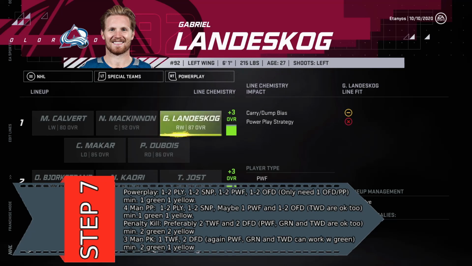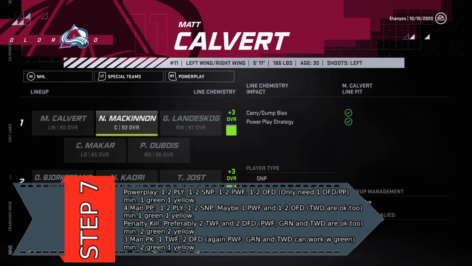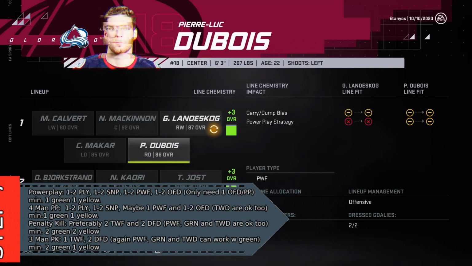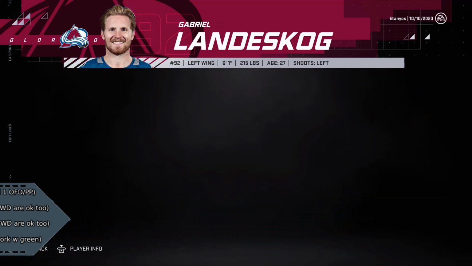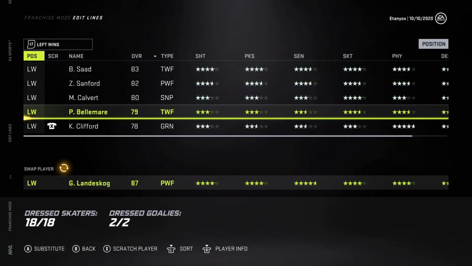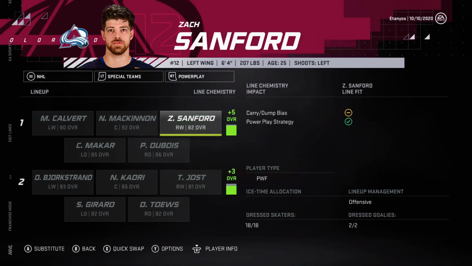So, as you can see, Gabriel Landeskog, not a great fit. Same with Pierre-Luc Dubois, not a great fit. The other three guys, all green check marks. Perfect. That's what we want to see. If I had these guys on better chemistry, who knows? Maybe it would look a lot better. Maybe we would have way better chemistry. Maybe a guy like Sanford fits better. Does he? Yes, he does. +5 chemistry. Boom. Just like that.